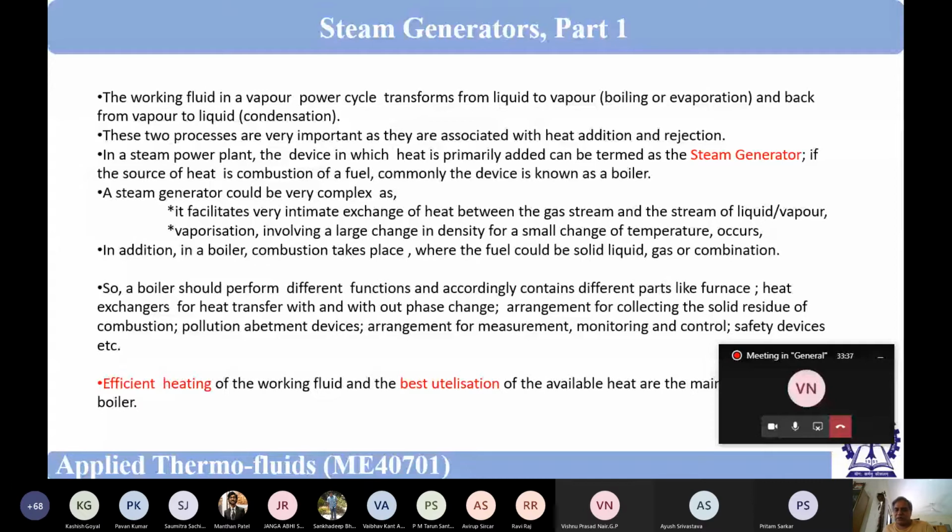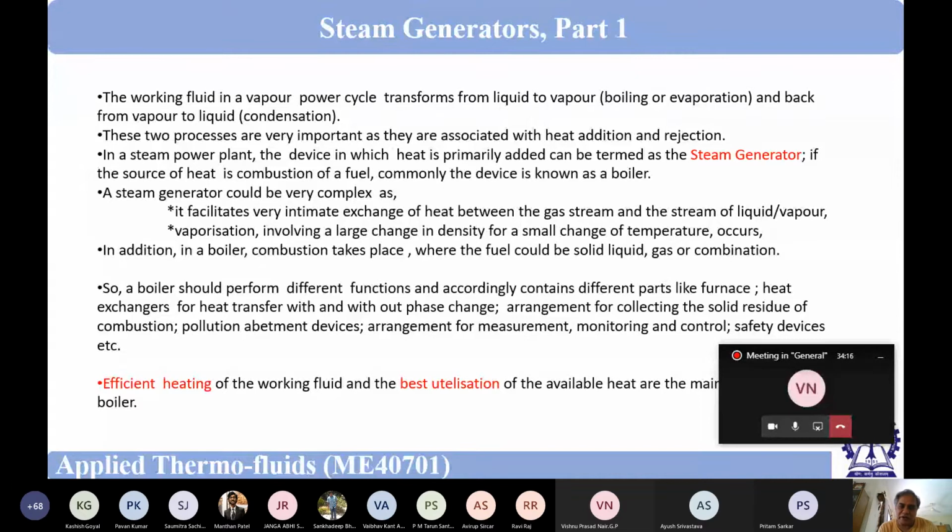In addition, in a boiler, combustion also takes place where fuel could be solid, liquid, or gas, or a combination of solid, liquid, and gas. So you can understand that a condenser is a simple equipment, but the boiler is a complex equipment, particularly the steam power plant boiler. So a boiler should perform different functions, and accordingly contain different parts like the furnace. Fuel should be burned within the boiler.